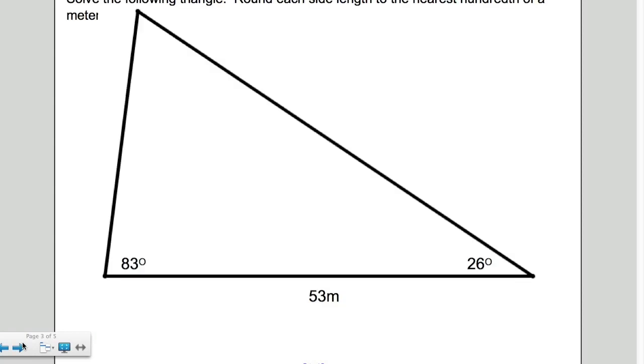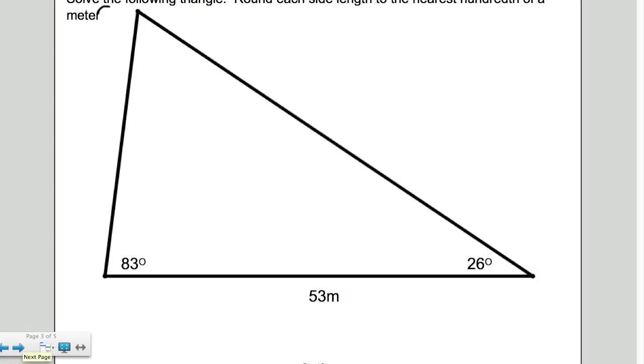Okay, so how are we going to apply this? So here, solve the following triangle. What does solving a triangle mean again? Figure out all the sides and all the angles. This one's a little bit tougher because it's not a right angle triangle. We want to round each side to the nearest hundredth of a meter.